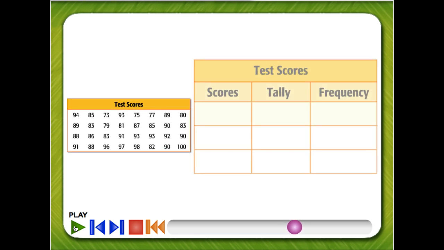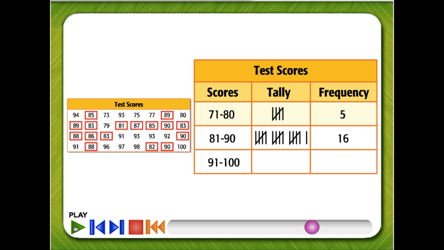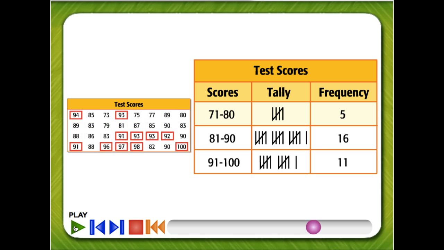Next, we need to set our intervals. Since the range is about 30, we can use an interval size of 10. Our first group will range from 71 to 80. Group 2 will range from 81 to 90, and our last group will range from 91 to 100. Now let's tally the test scores according to each interval. There are 5 scores in the 71 to 80 range, 16 in the 81 to 90 range, and 11 in the 91 to 100 range.